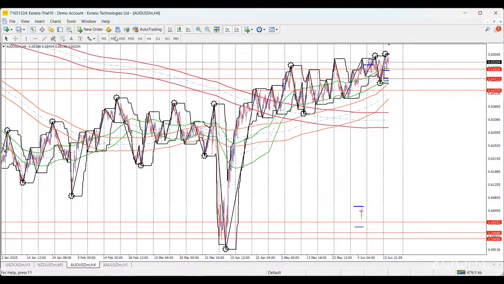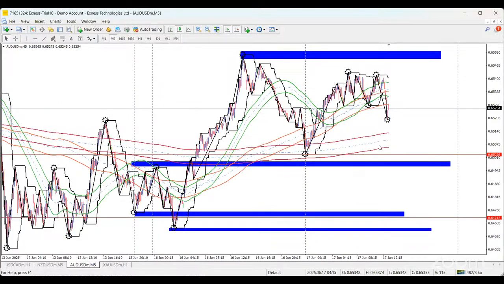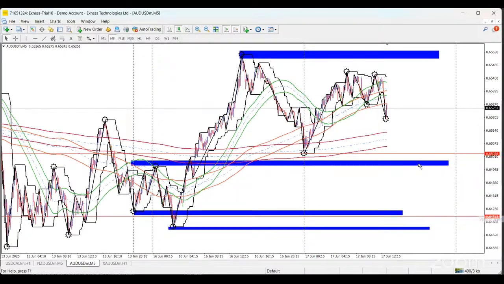I've already bought to an extent, but for the sake of today's analysis, I am looking to see price. Are you going to come and respect this zone? If not, are you respecting this? So these are all different levels I'm watching out for to see which of them holds, give me confirmation, and I'm going to be looking for buy entries.